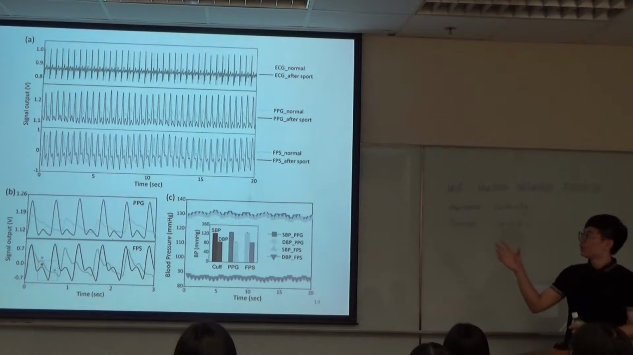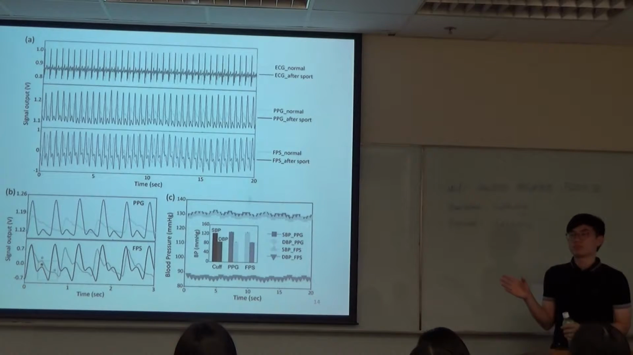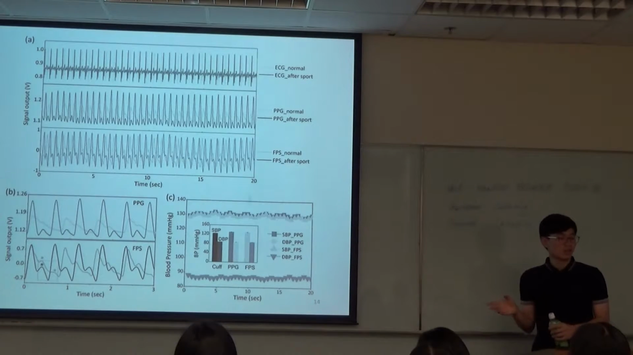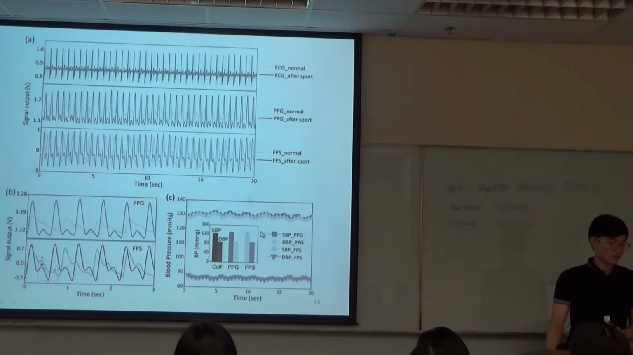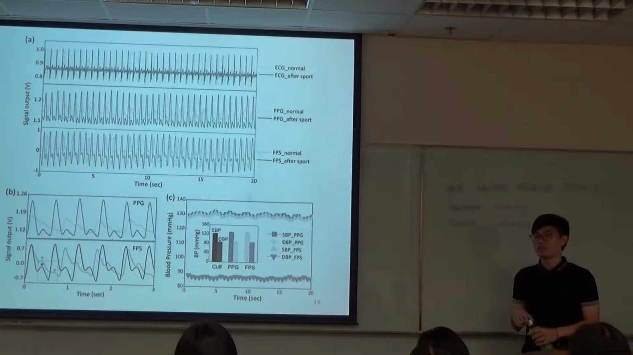And we use this wave to calculate the pulse transmission time, or PTT. We calculated SBP and DBP using the algorithm, and we found that yes, they are similar. So we can use this pressure sensor and PTT algorithm to establish our own design of blood pressure measurement.